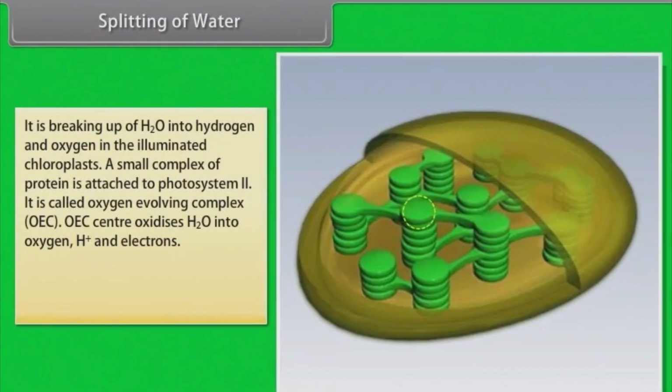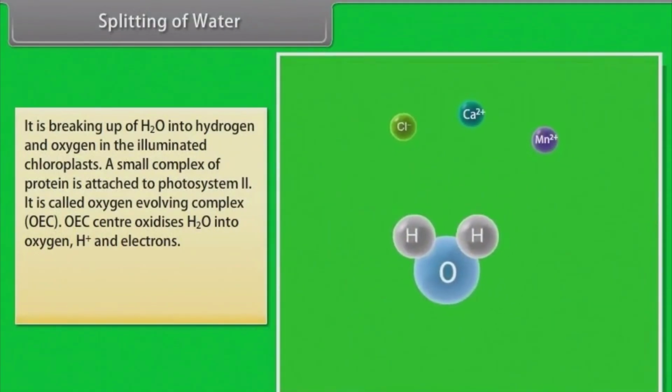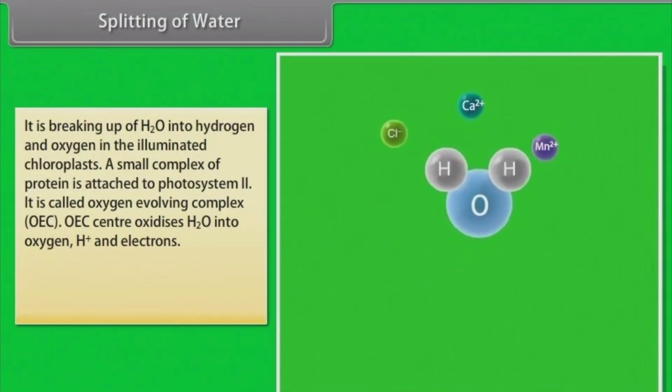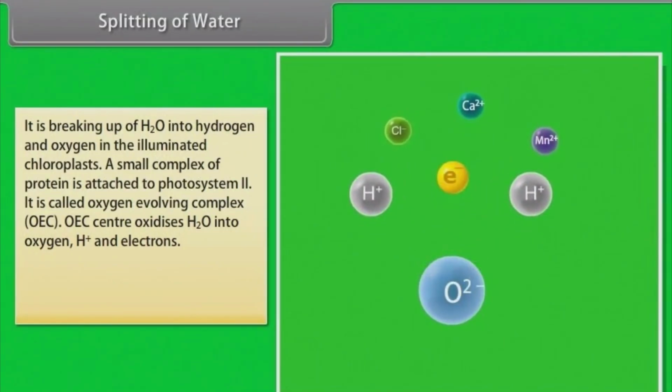Splitting of water. It is the breaking up of H2O into hydrogen and oxygen in the illuminated chloroplast. A small complex of protein is attached to photosystem II. It is called the oxygen evolving complex. OEC oxidizes H2O into oxygen, H+, and electrons. Cl-, Ca2+, and Mn2+ are required during this process.